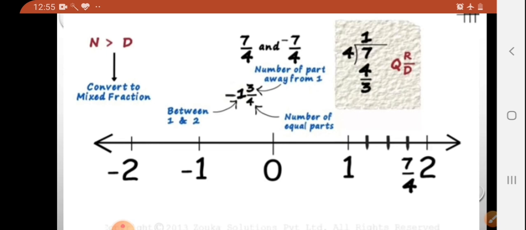Some questions I will give you, you will do in your fair copy, and then we will start with the next topic, that is how to insert rational numbers between two rational numbers.